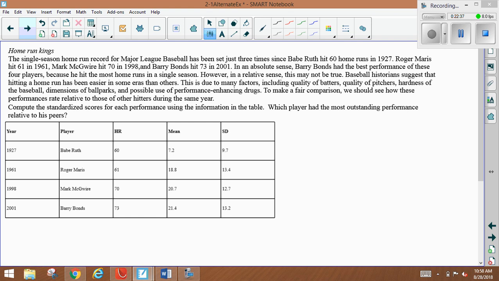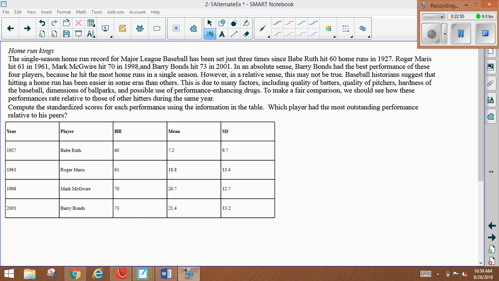Single season. There's a lot of writing there. You can read it. So what's going on? We're saying that it might be easier to get home runs in a certain era than it was in another era, right?